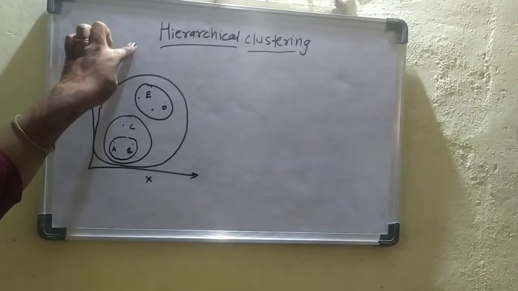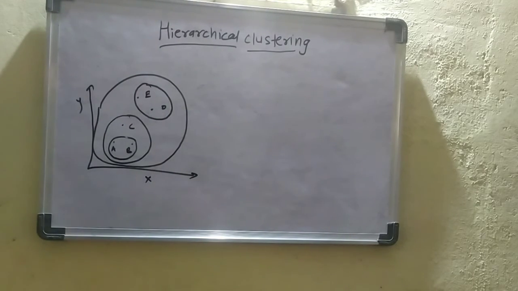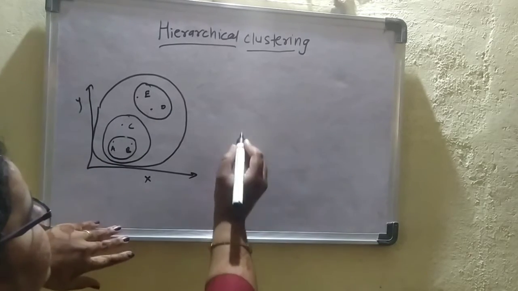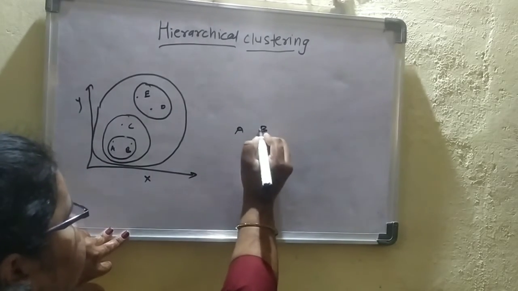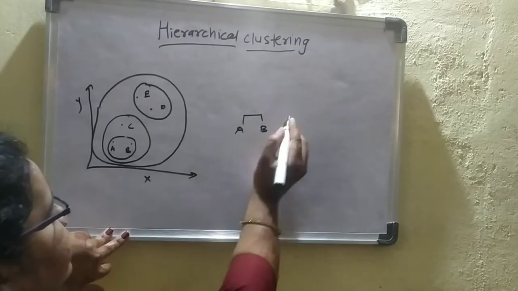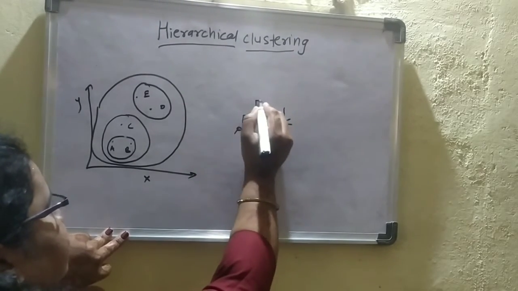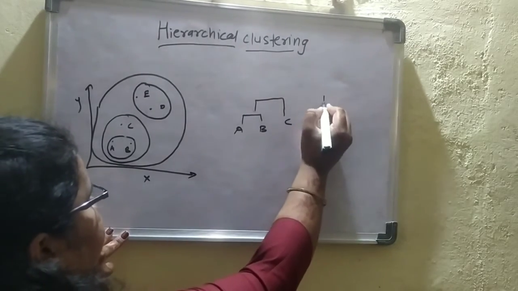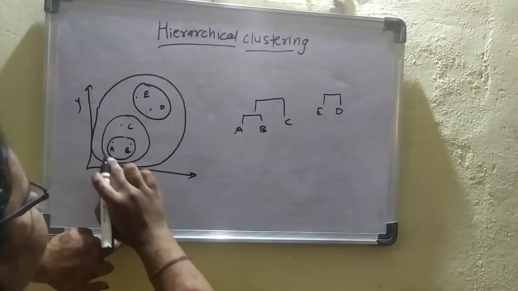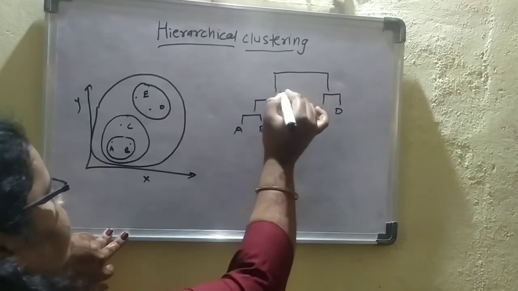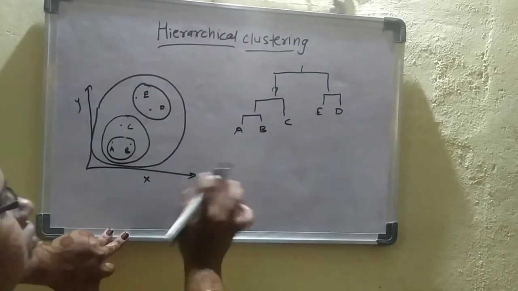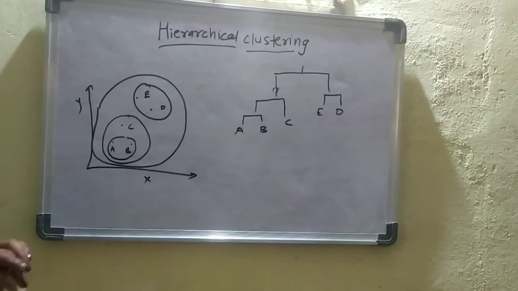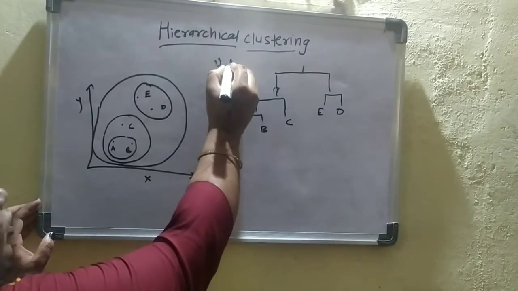Now if you want to go with hierarchical clustering, with the agglomerative-based approach, what will the structure be? First these two, A and B. So A and B are taken separately. Similarly C is separate. These two are then combined. Similarly E and D are separate data points, and after that the whole cluster is formed. So this is the bottom-up approach followed. This is known as agglomerative clustering.